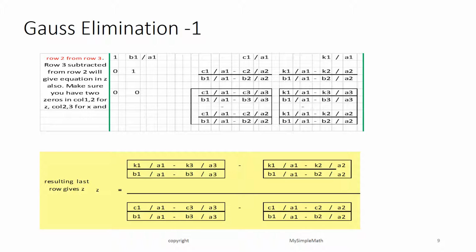Last step for a 3 by 3 matrix. What we do is we take row 2 and subtract the numbers from row 2. So we get C1 by A1 minus C3 by A3 minus this number right here, C1 by A1 minus C2 by A2 divided by B1 by A1 minus B2 by A2. This is the final step of the Gauss elimination process.